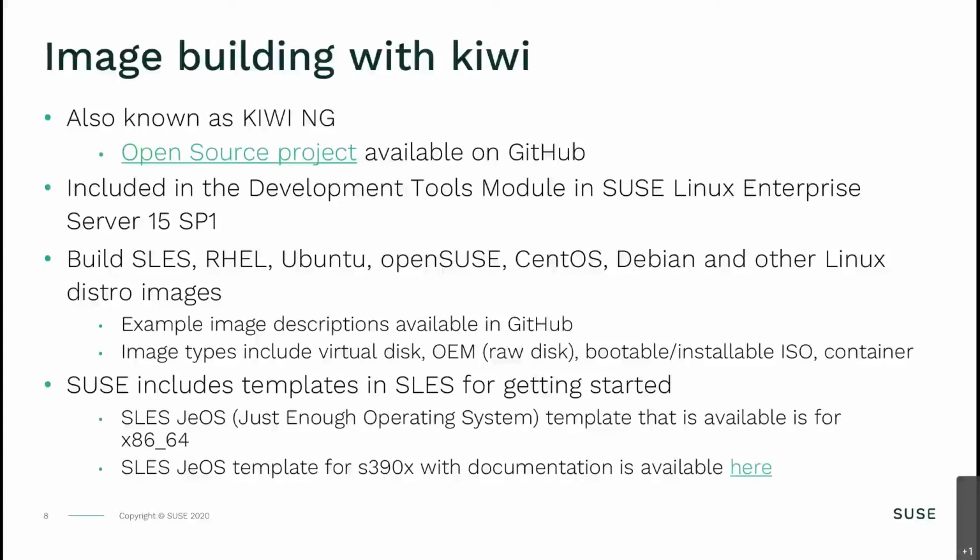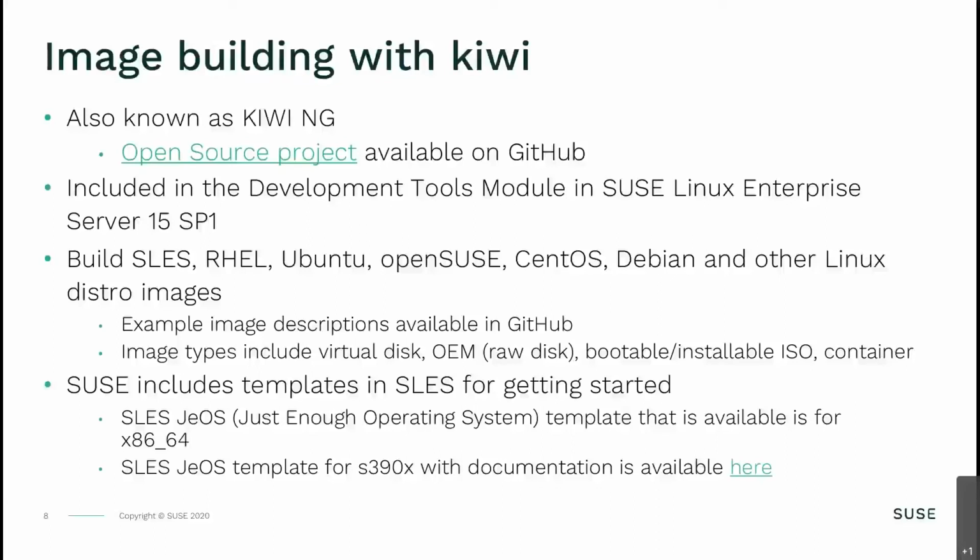Kiwi NG, or next generation, is version 9, completely rewritten in Python. Kiwi, the older version, the traditional Kiwi, is version 7, and that was written, I believe, in Perl.